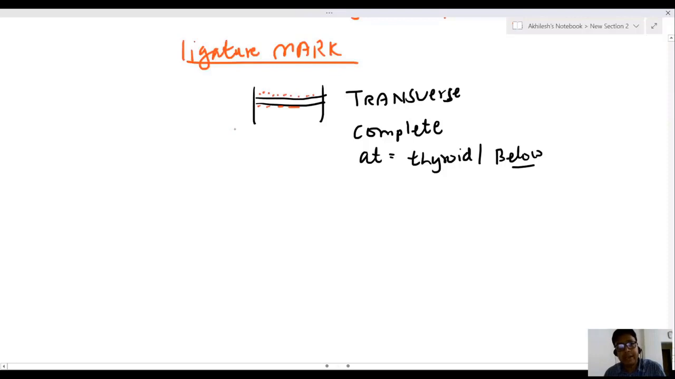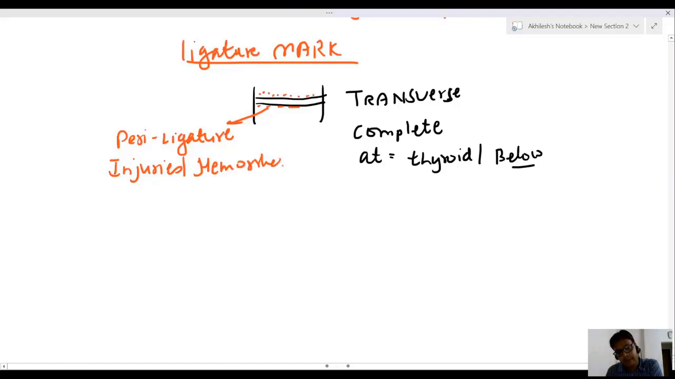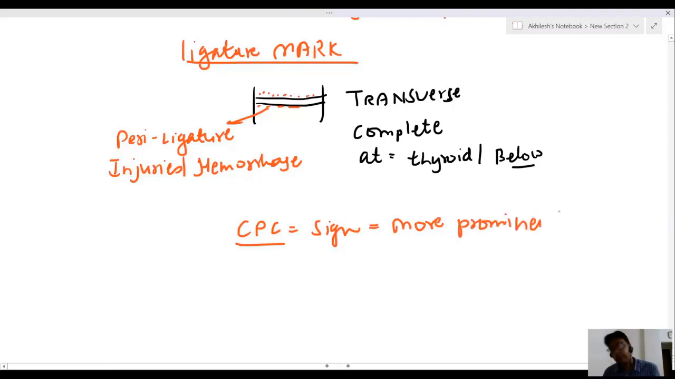There may be periligature, surrounding ligature, injuries or hemorrhage. Again, I'm telling you, sir, you are compressing the neck. That's why CPC sign is more prominent. Because you are compressing the neck, extra pressure is created. Cyanosis, petechiae, congestion are more prominent. Asphyxial signs are more prominent.